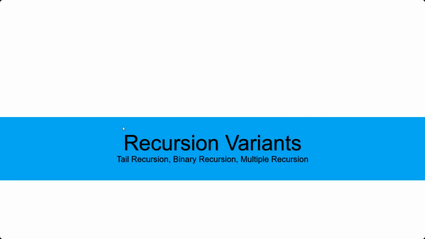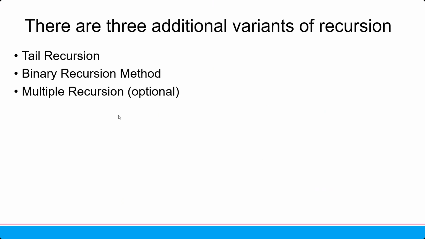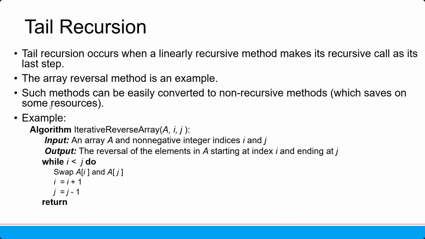So there are some other variants of the recursion. We will check the tail recursion, binary recursion, and multiple recursion. We will look at the tail recursion and binary recursion, but for the multiple recursion, I will just skip this one. If you have interest, you can look at the book.